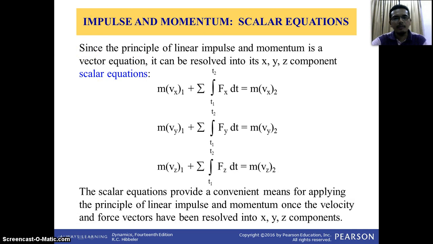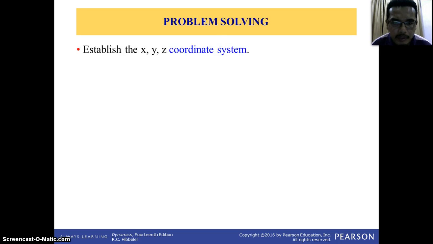Okay, so impulse and momentum in rectangular components, the scalar equations. Since the principle of linear impulse and momentum is a vector equation, it can be resolved into x, y, z components. So we have the linear impulse and momentum in the x direction. This one is in the x direction, you can see here all the components in the x direction. This one is the y direction, you can see here all the components in the y direction, and finally all in the z direction. The scalar equations provide a convenient means for applying the principle of linear impulse and momentum once the velocity and force vectors have been resolved into x, y, z components.